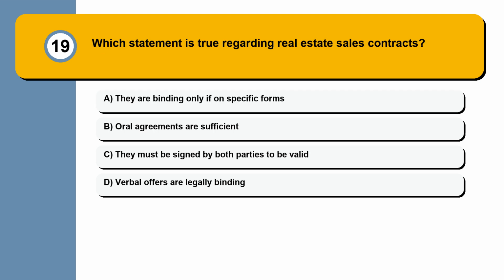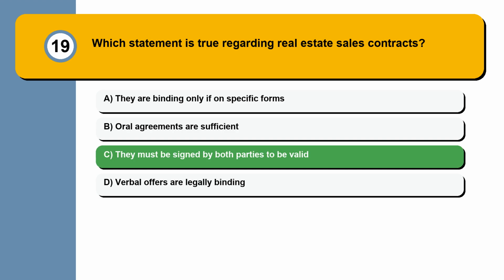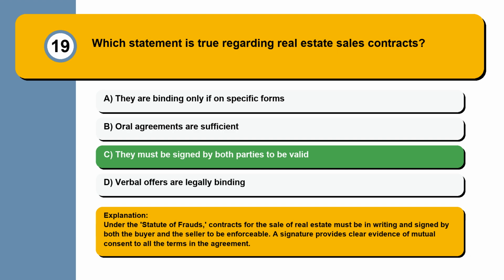Question 19. Which statement is true regarding real estate sales contracts? They are binding only if on specific forms. Oral agreements are sufficient. They must be signed by both parties to be valid. Verbal offers are legally binding. Under the Statute of Frauds, contracts for the sale of real estate must be in writing and signed by both the buyer and the seller to be enforceable. A signature provides clear evidence of mutual consent to all the terms in the agreement.